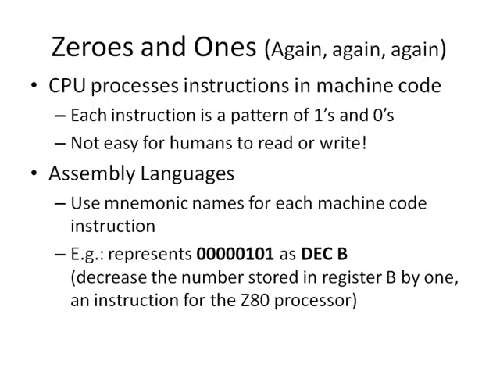And so the earliest programming languages that were developed were assembly languages. These use simple mnemonic names for each machine code instruction. So for example, if the pattern 0000101 represented the machine code instruction decrement B, so an instruction to decrease the number stored in a particular register by 1, then instead we can use the mnemonic DEC for decrement, DEC B, as the instruction instead of using the pattern of zeros and ones.